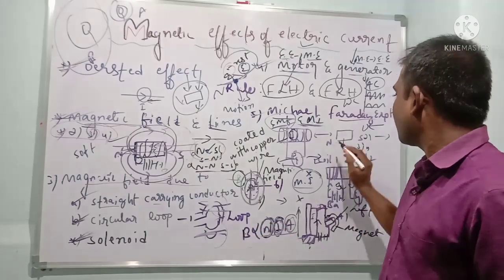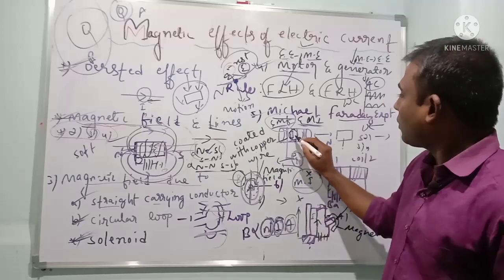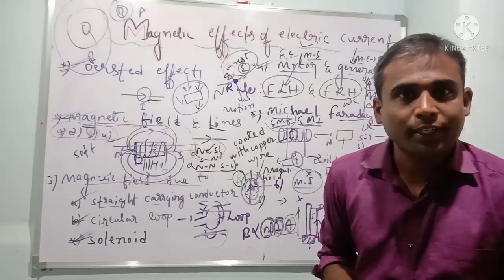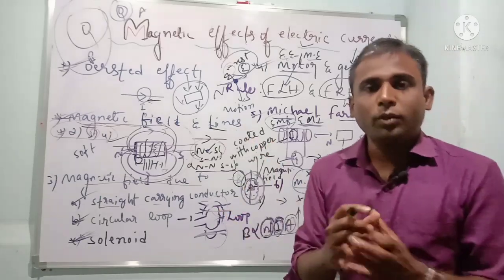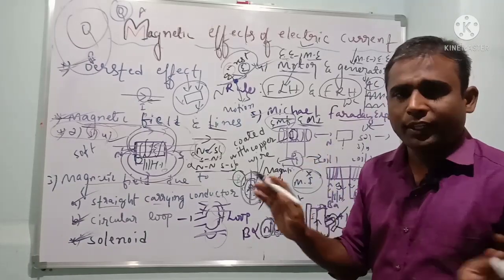Third case, I am going to keep it stationary. The coil is here, the magnet is here. Can we produce any kind of electric current? No, because there is no interaction between the magnetic field and the coil. Hence, no current, no deflection.